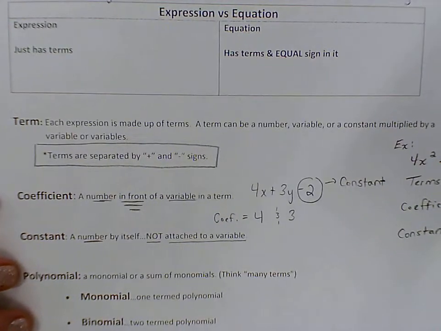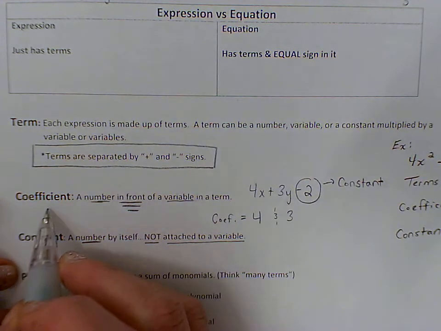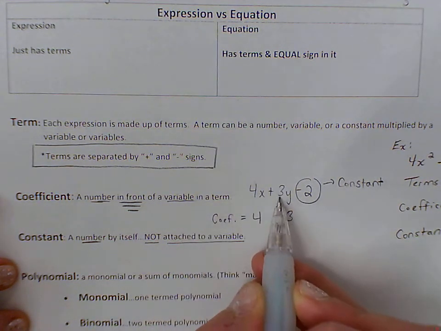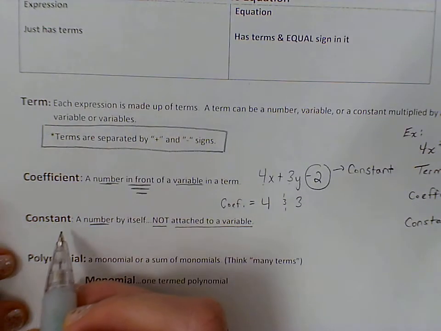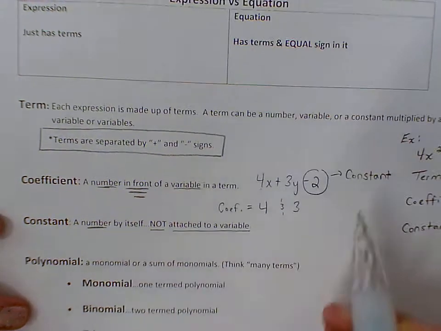The last two things that we talked about was a coefficient and a constant. So remember, coefficient is the number that's in front of the variable. So that would be like your 4 and your 3 here. And then a constant is the number that doesn't have a variable. It's kind of by itself. So that was like -2. All right. And then I gave you an example.